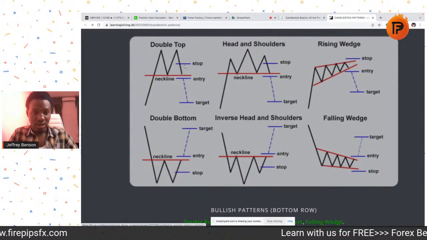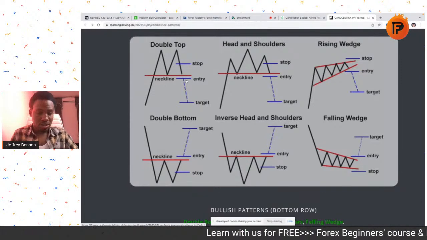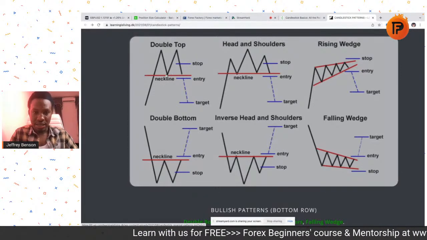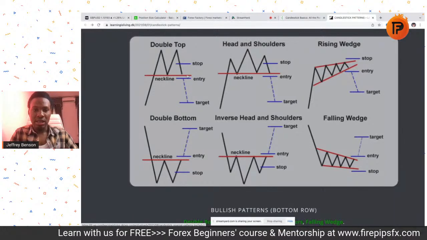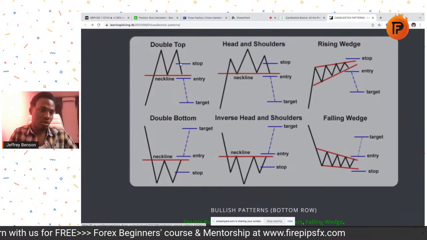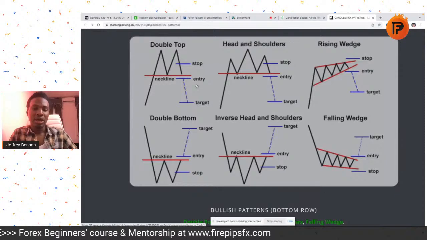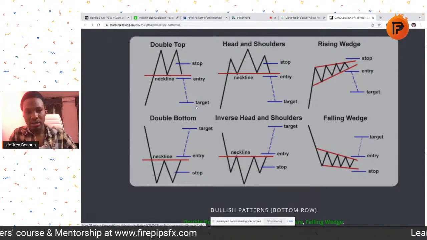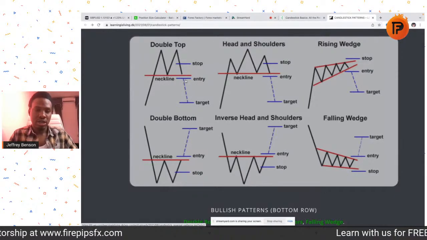For me, I used to enter here, but as you're practicing, just take it slowly. Enter on this neckline entry, okay, and then you put your stop loss a little bit above the recent high that was created, and then you allow it to dance down to your target. Normally, I always recommend to target 1 to 2.